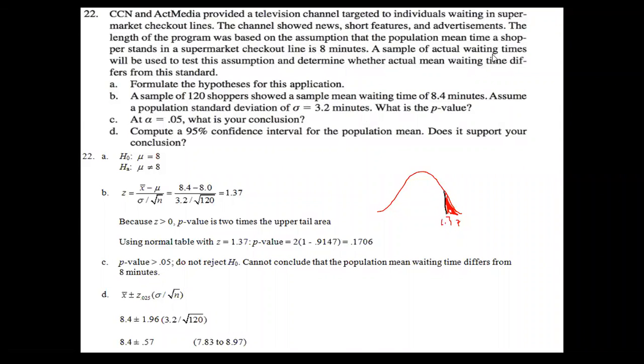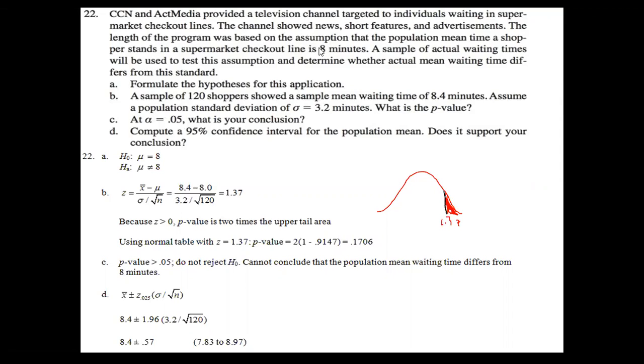Now, a sample of actual waiting times will be used to test this assumption and determine whether actual mean waiting time differs from this standard. So we need to formulate the hypotheses for this application. B, with a sample of 120 shoppers, showed a sample mean waiting time of 8.4 minutes. Assume a population standard deviation of sigma equals 3.2 minutes, and what is the p-value? At alpha equals 0.05, what is your conclusion? And then compute a 95% confidence interval for the population mean, and does it support your conclusion?